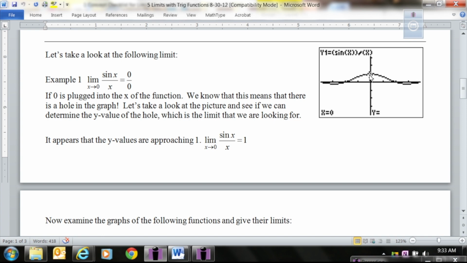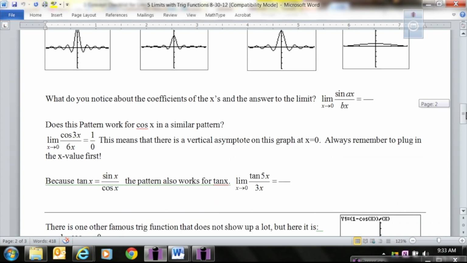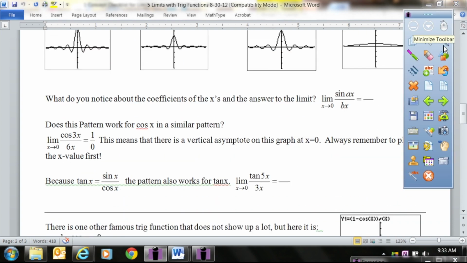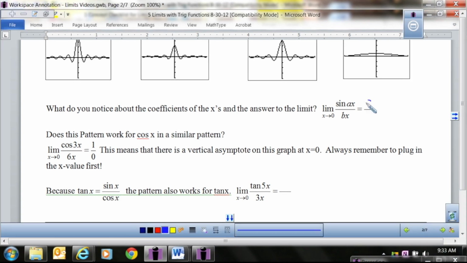And so we have to keep looking, because there's a hole there, but it looks like it's approaching something from both sides. So we encourage the kids to look for patterns: at 0 it's 4, at 0 it's 2, at 0 it's 3, and at 0 it's like a half. Can you look at the coefficients of the x's and figure out the pattern? Yes, you can, and you would notice that it is just a over b.